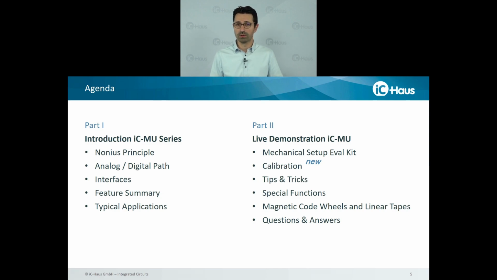And then without a break, because this webinar is around 45 minutes, we go to part two, and Patrick will show you how easy it is to set up a demo system in a lab environment with our evaluation kit. So he will do some mechanical setup, and we will show you something new. This is the new calibration, and Patrick will explain how it works because we have done some improvements here. He will also show you some tips and tricks which we know from the application support, and he will show you a special function of the iC-MU. And then I will end this webinar with an overview of magnetic code wheels and linear tapes. And then we are ready for your questions.